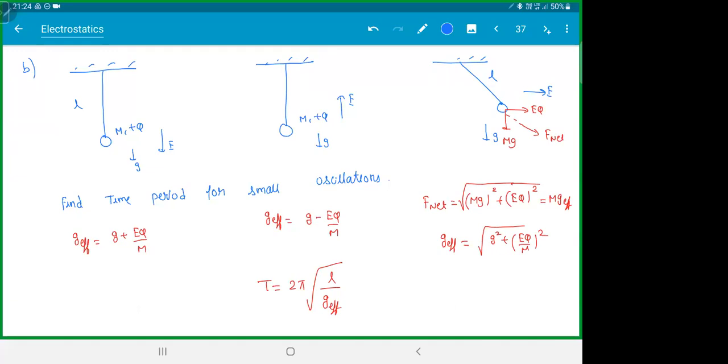Especially later on when we do questions in capacitor plates, you do get this kind of questions. They will say there's a plate here connected to a battery and there's a pendulum in the middle, find the time period for it.